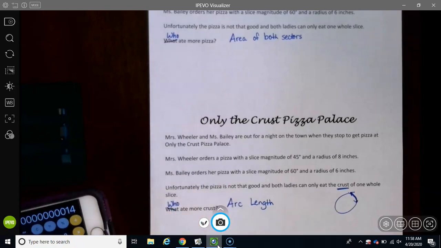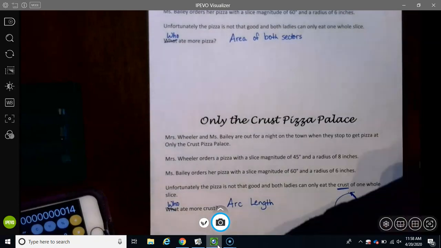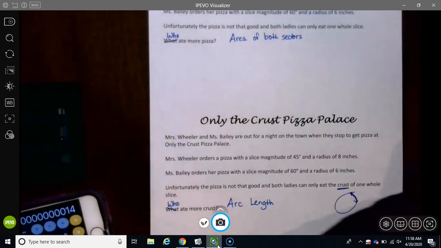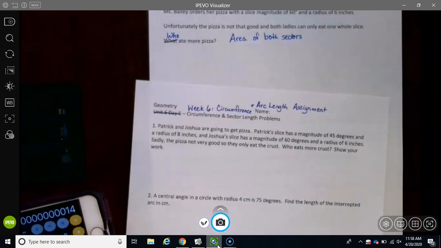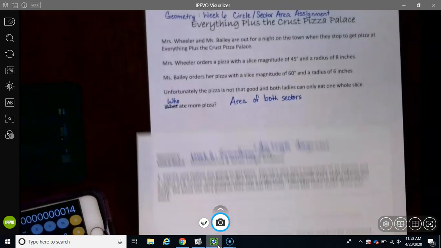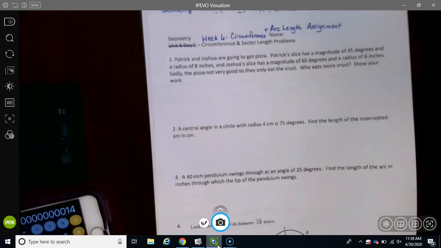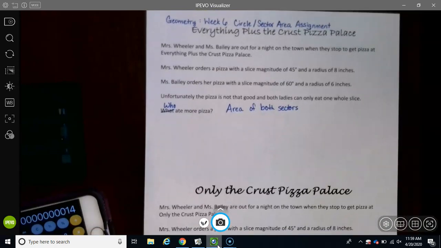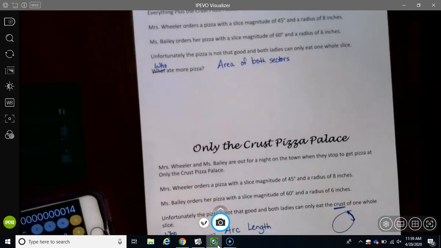So what I'm expecting back from you guys is these 2 pages, the ones that say assignment at the top of them. This one here, which was circumference and arc length, and this one here, which talks about the pizza place, where in one you're doing area and in one you're doing arc length. Okay? All right. That's it for you.